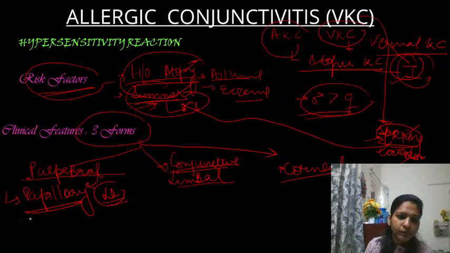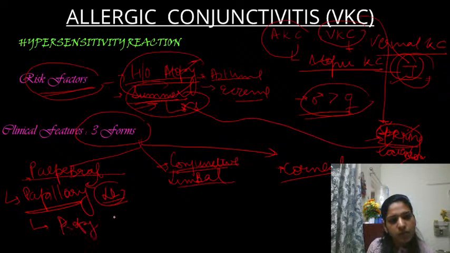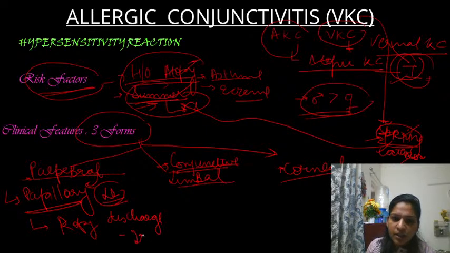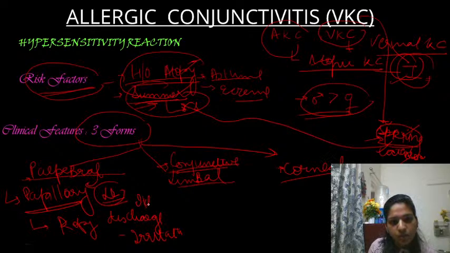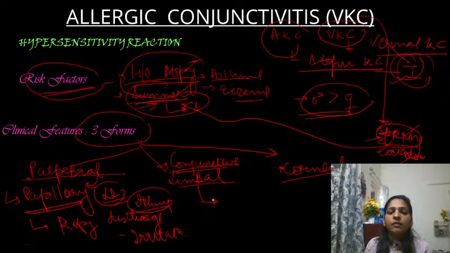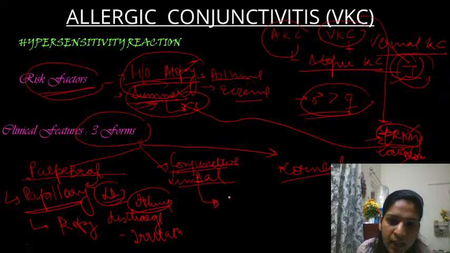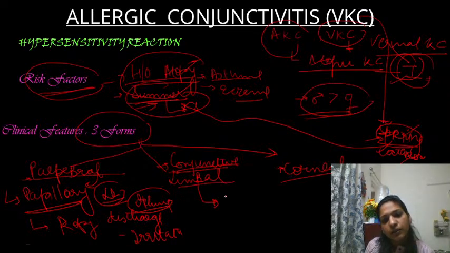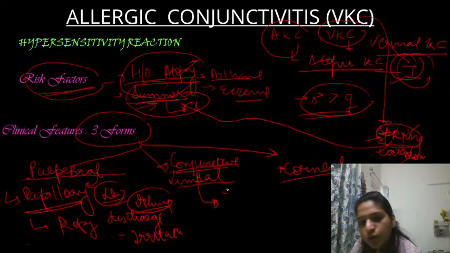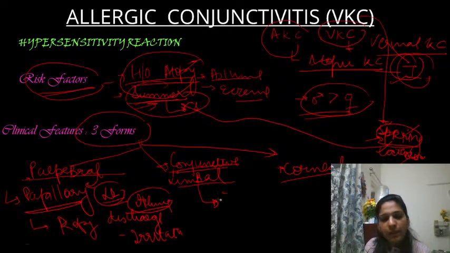And the patient can have a ropey discharge, irritation. Basically itching. Patient can come to us with a complaint of itching, and there are spots present on the limbus. Can anyone just tell me the name of those spots? Anyone?